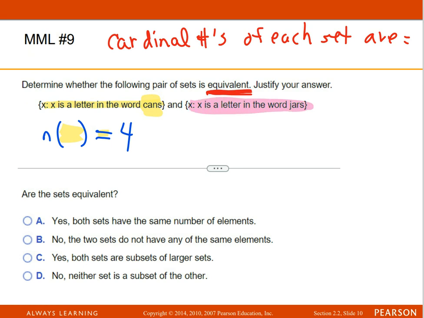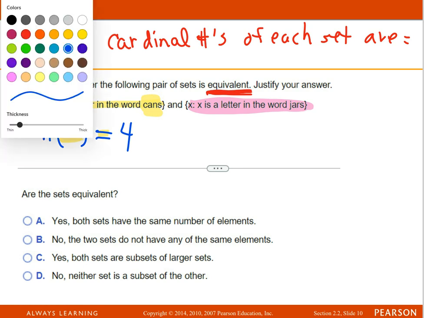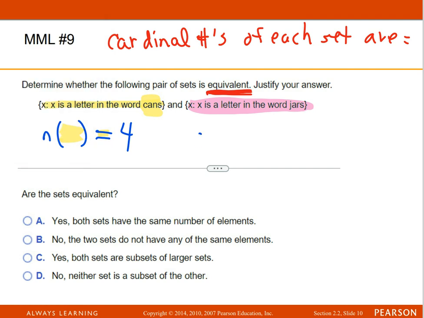X is a letter in the word jars, J-A-R-S. That's the exact same thing. So in this one, the cardinal number of the pink set is also 4. So yes, there's 2 of them that say yes. So this one says no. This one says no. Yes.